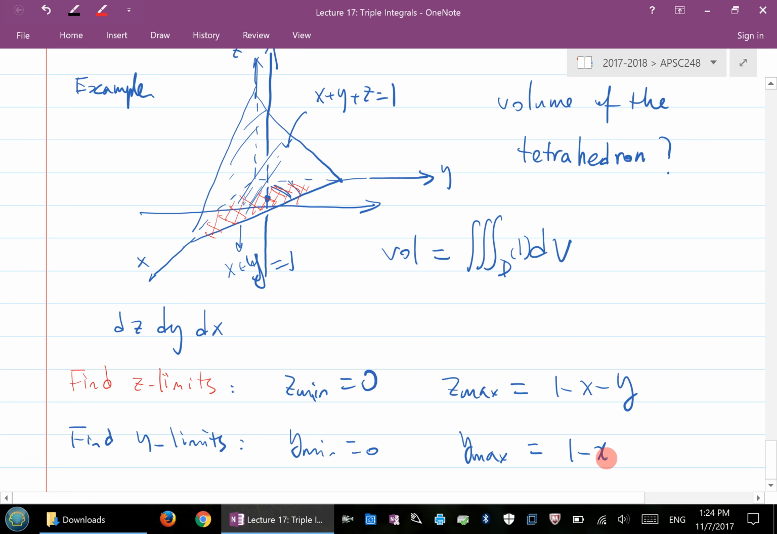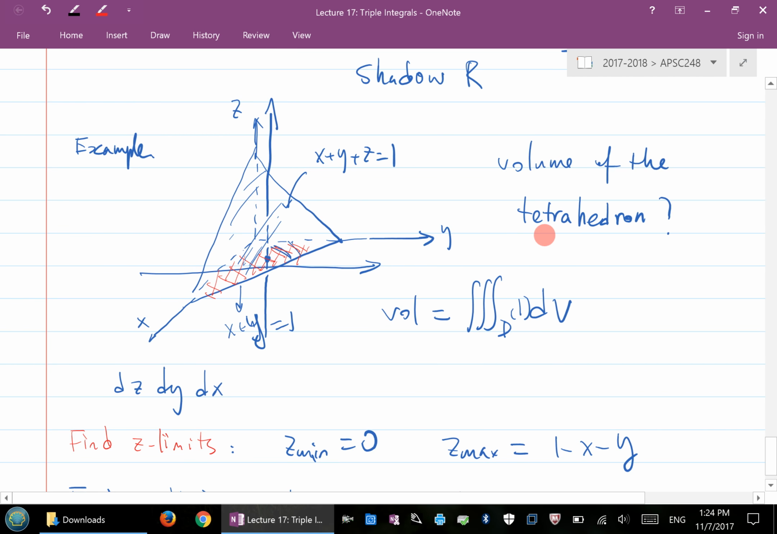Same question: if you choose a different order of integration, you may need to use functions representing these two edges here. So you might want to exercise: what is the line equation for this side, and what is the line equation for this side then? For this side here, it's x plus z equals 1, and here it's y plus z equals 1.